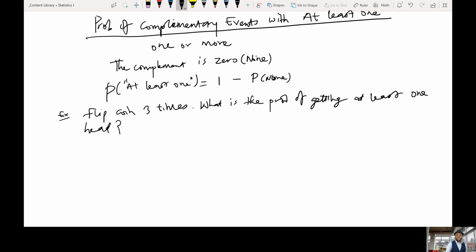Of course, it's easy to do because the probability of getting one or more heads is a very simple example. Why is it very easy to do? We know that the sample size will be 2 to the power of 3, which is 8. Now, at least one head is one head or more. There's only one event in which there are no heads, and that's when you have tail, tail, tail.